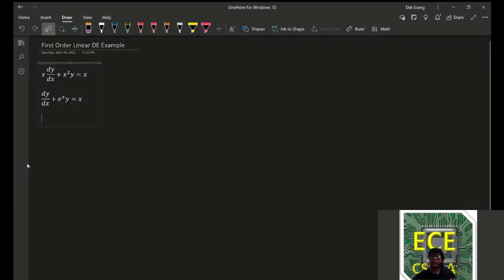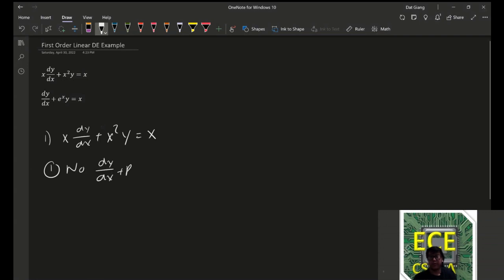Okay, so now we're going to be discussing solving a couple of first order linear differential equations. So first we have this problem. We write it down: x dy/dx plus x squared y equals x. First thing we must do is check that it's even in the form. The answer is no, because it's not in the form dy/dx plus p of x y equals q of x.